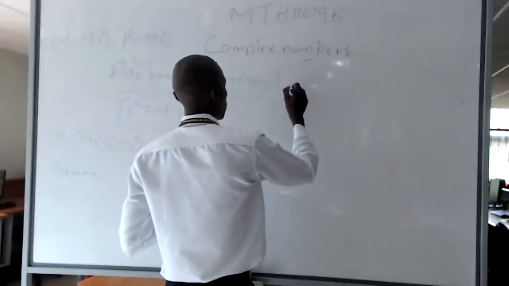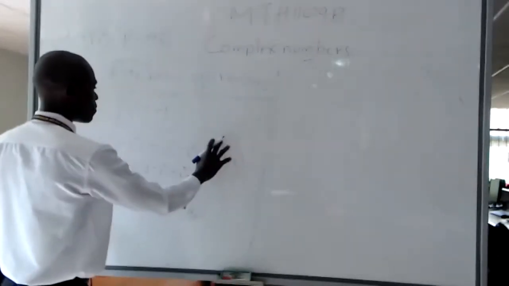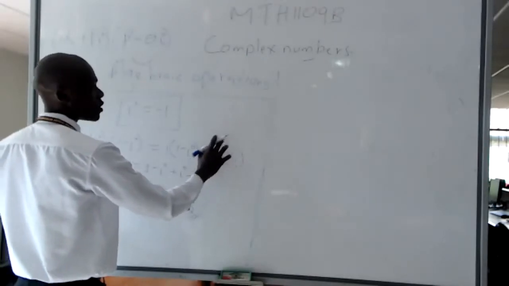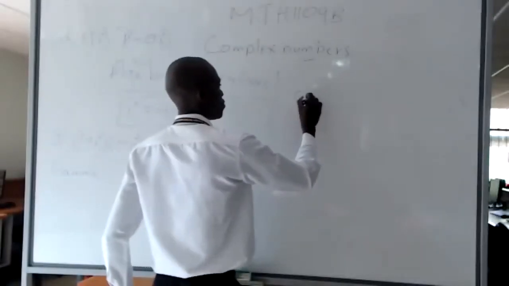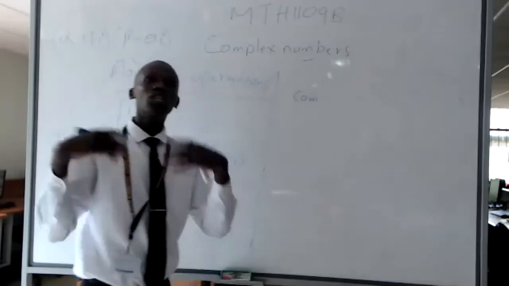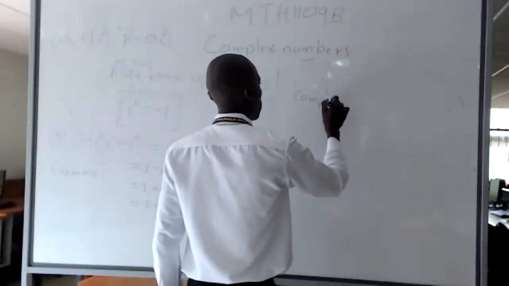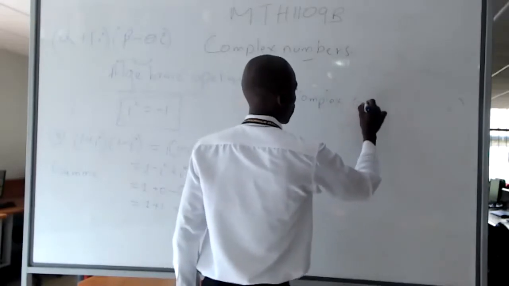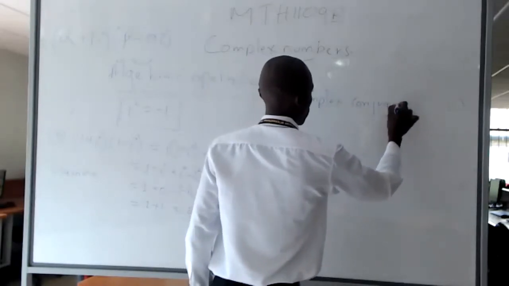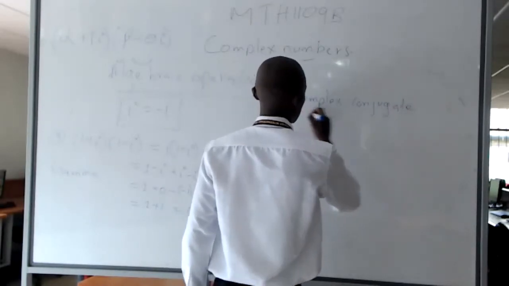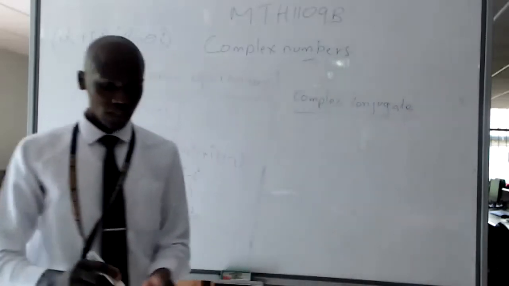So the first we need to learn, and that's the reason I kept this example, because I said it's special. The first concept we need to learn for us to be able to do division of complex numbers is what we call the complex conjugate. Complex conjugate. Ever heard of the term conjugate anywhere?